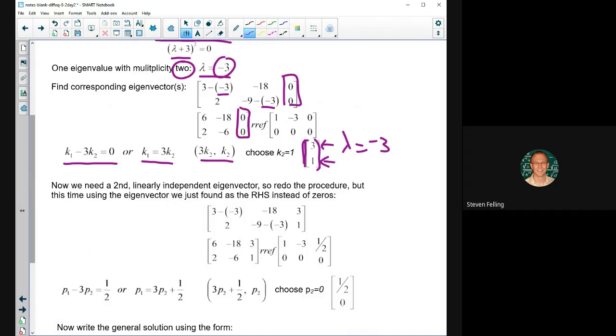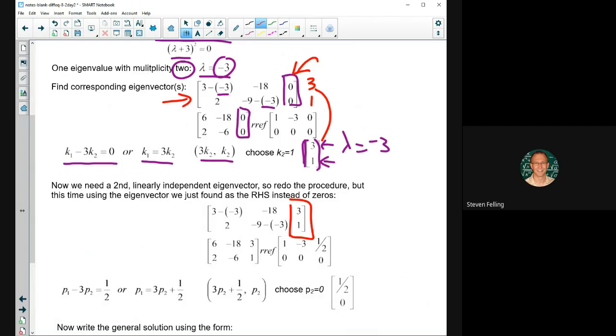So to get the P vector, the second eigenvector, we're just going to redo this procedure. Let me use red. We're going to redo this procedure. The only thing is we're going to replace this 0, 0 with the 3, 1 that we got the first time. So we use that same exact matrix over here, except using 3, 1 on the right-hand side. Okay, we go through the process of RREF.